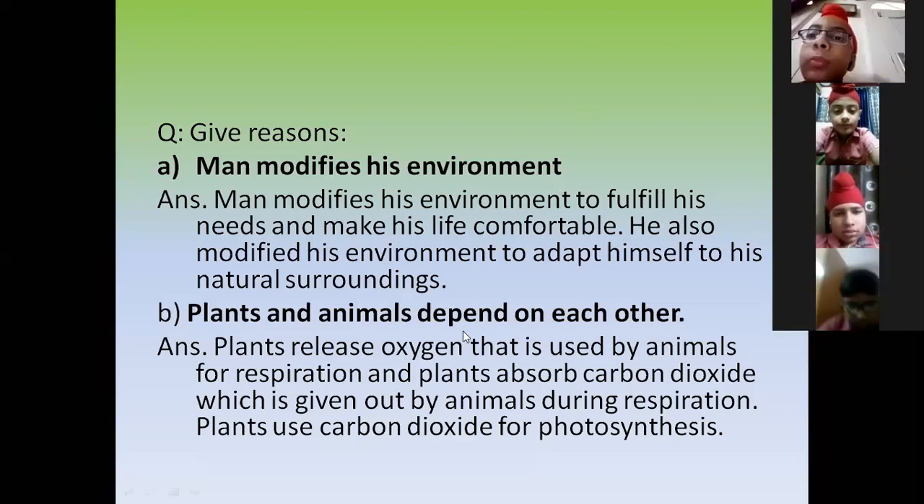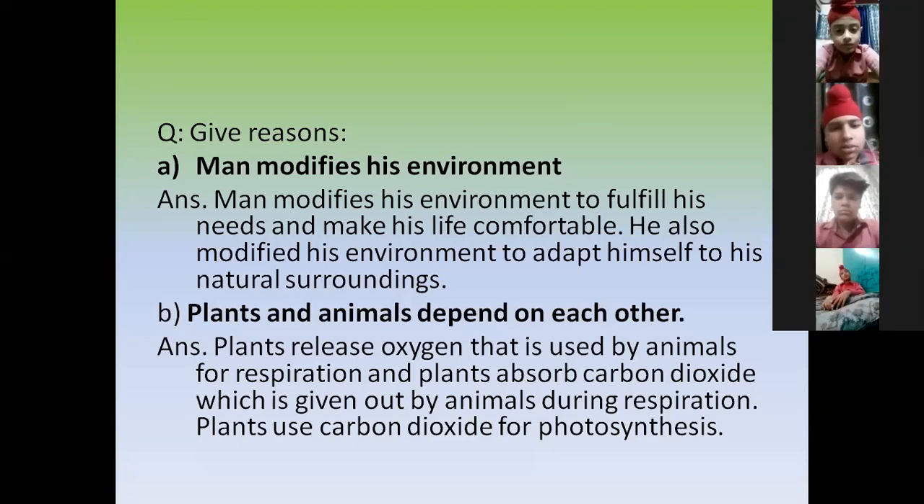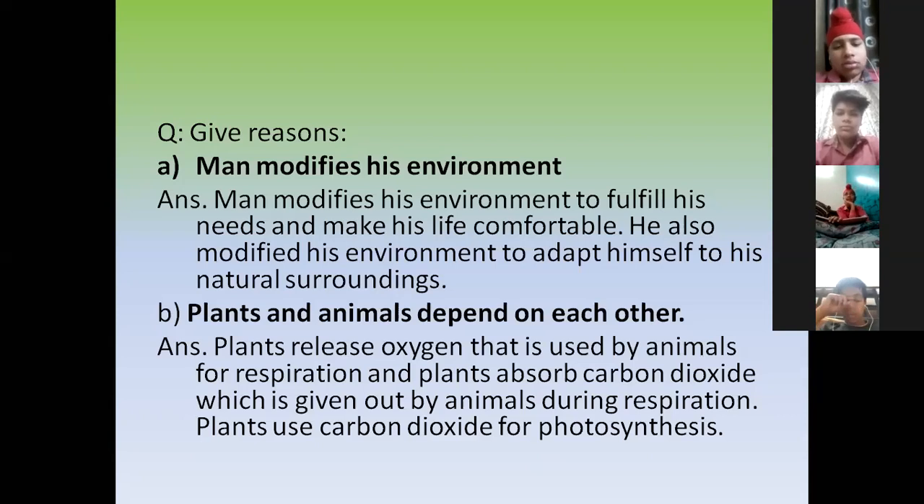Okay, next is plants and animals depend on each other. Plants release oxygen that is used by animals for respiration, and plants absorb carbon dioxide which is given out by animals during respiration. So plants use carbon dioxide for photosynthesis. Plants and animals both are dependent on each other. Plants give out oxygen which is used by animals for breathing, whereas animals give out carbon dioxide which is used by plants for photosynthesis.